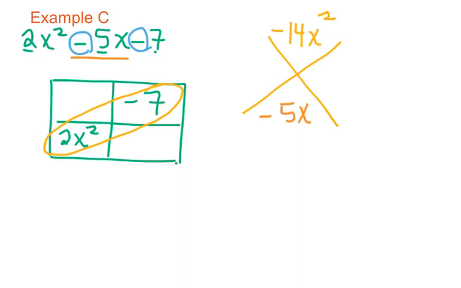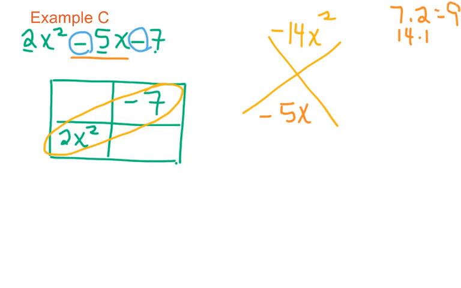which means I'm looking for two values that are going to sum to negative 5x, but when multiplied together give me negative 14x squared, which means I know what are my factors of 14. I've got 7 and 2 and 14 and 1. And when I look at 7 and 2, if I add those two together, I get 9.